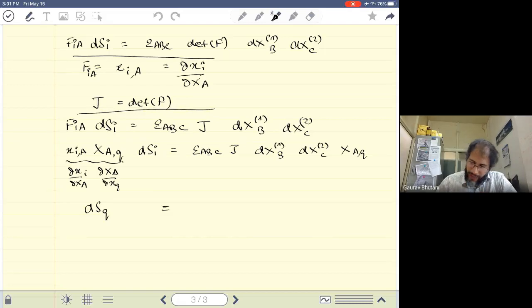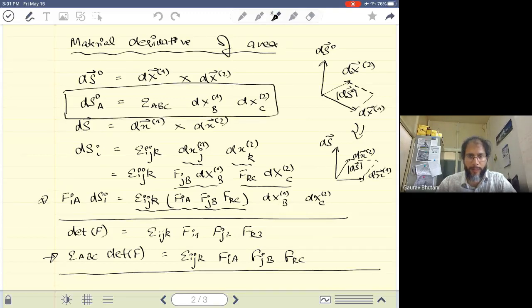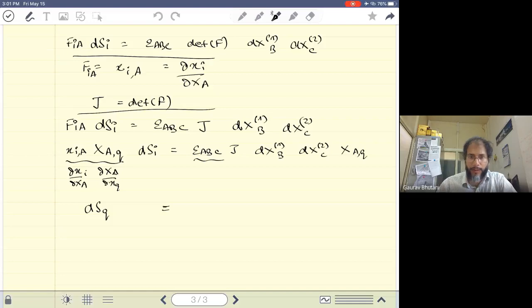Right, and the right hand side now is epsilon_ABC. Let's go back and have a look at the definition of ds naught. In the initial notation, we wrote ds naught as the cross product of d capital X1 and d capital X2. And if I go and see the present expression, these terms exactly give us the ds naught. So this becomes ds naught_A times J, then capital X_A comma Q.